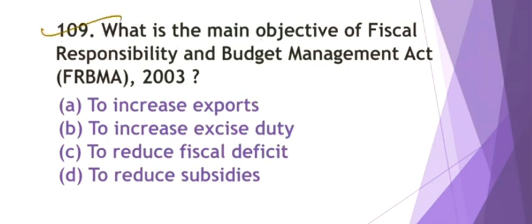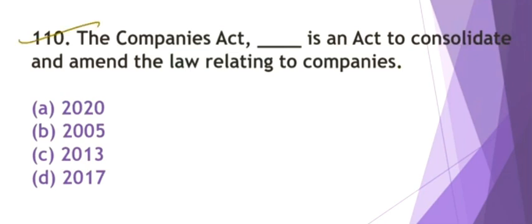109. What is the main objective of the Fiscal Responsibility and Budget Management Act, FRBMA, 2003? Option number C, to reduce fiscal deficit. 110. The Companies Act dash is an act to consolidate and amend the law relating to companies. This is the last question. Option number C is the right answer, 2013.